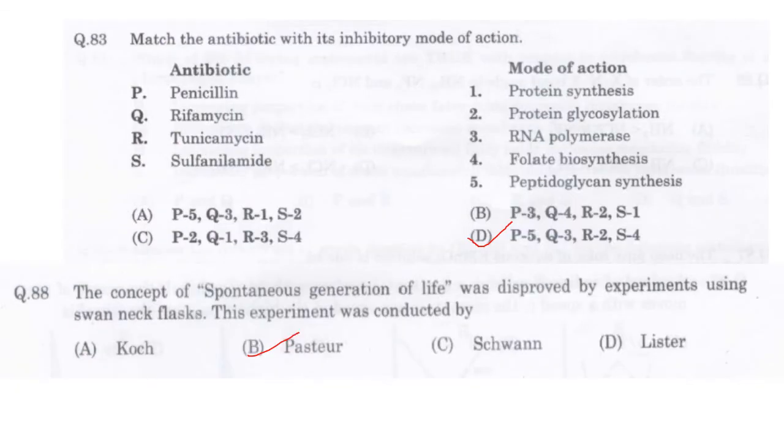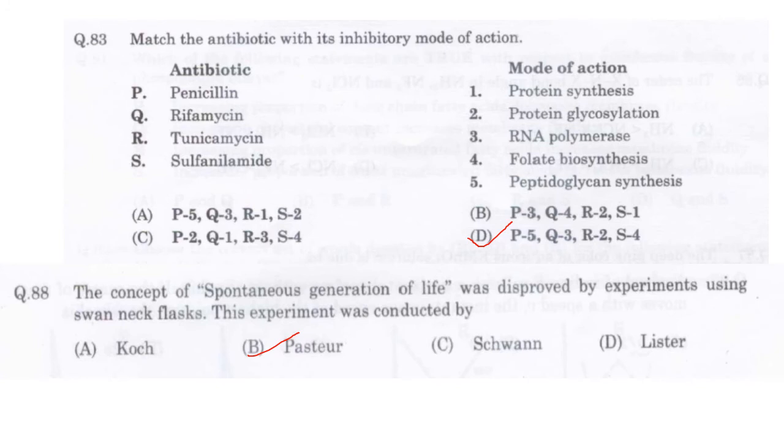Next one. Antibiotic matching with inhibitory mode of action. The first one is penicillin. As all of you know, penicillin inhibits cell wall synthesis. So P5, peptidoglycan synthesis. So options C and B can be eliminated. A and D we have to check. Rifampicin. Rifampicin binds to RNA polymerase. So Q3. Then next one, tunicamycin.